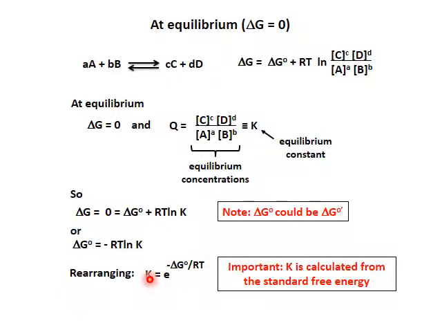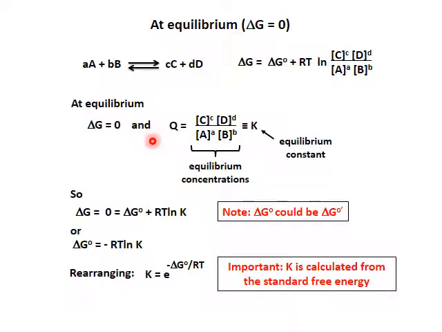K, equilibrium constant, is calculated from the standard free energy. K is not calculated from delta G. This is not standard conditions. These are like cellular conditions. That's Q. K, standard conditions. Q, non-standard conditions.